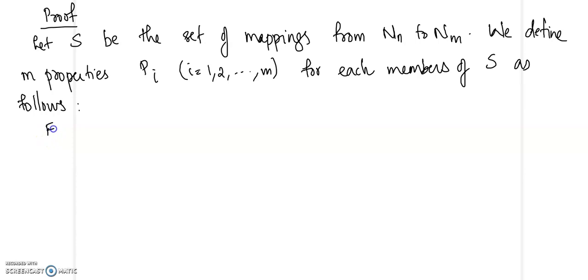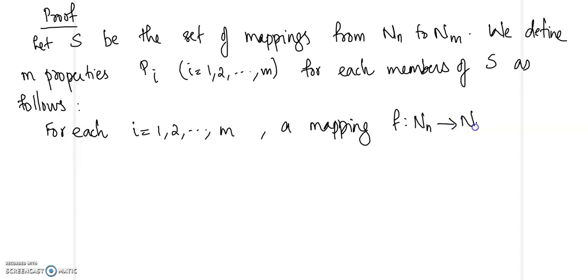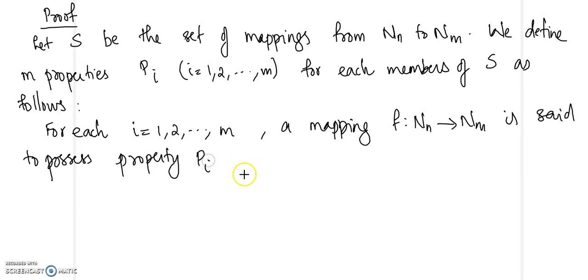So for each i equal to 1 to m, an element in S will be a mapping. S is the set of all mappings, so for each mapping we will check whether it satisfies each property. So for each i equal to 1 to m, a mapping f from N_n to N_m is said to possess property P_i if and only if i does not belong to f of N_n.